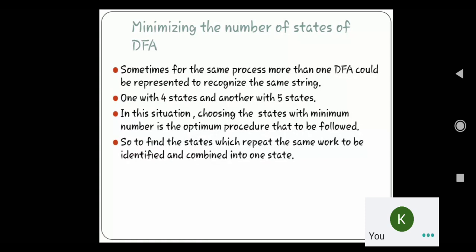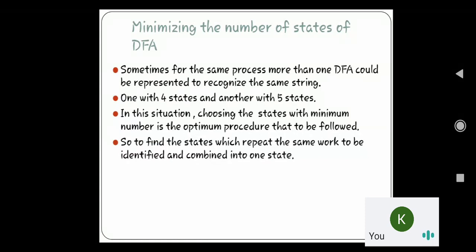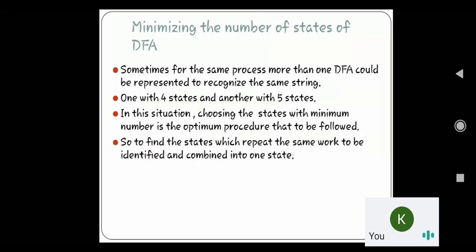So here, what we are going to do is minimize the number of states of DFA. Our objective here is what? We have to minimize the number of states of DFA. That's the objective. And then, what is the purpose of this objective? Why do we have to minimize the number of states of DFA?